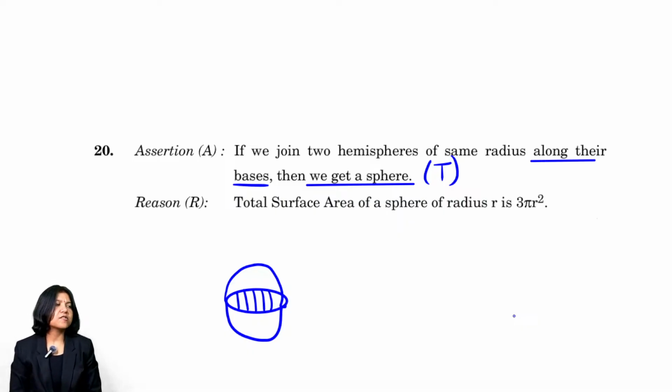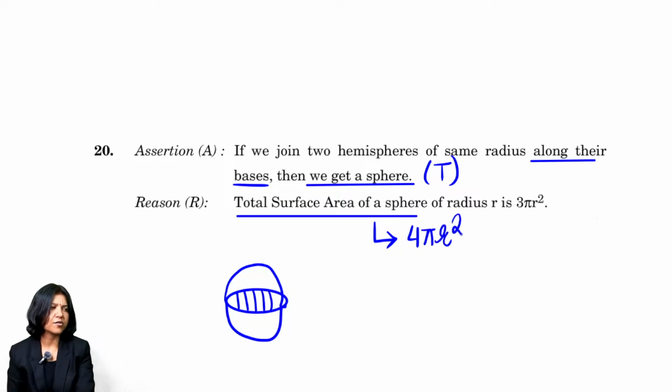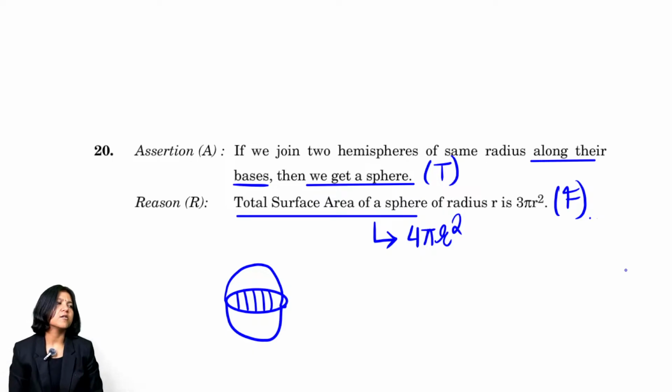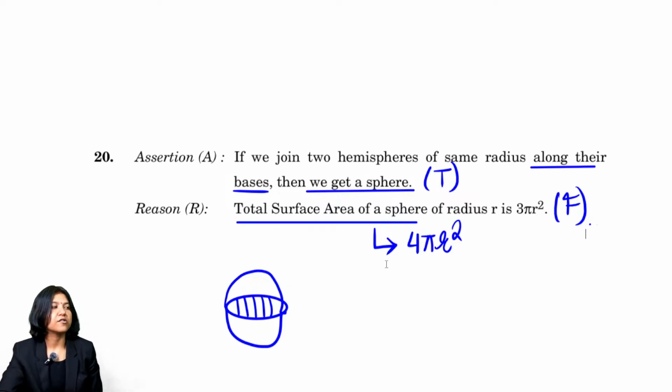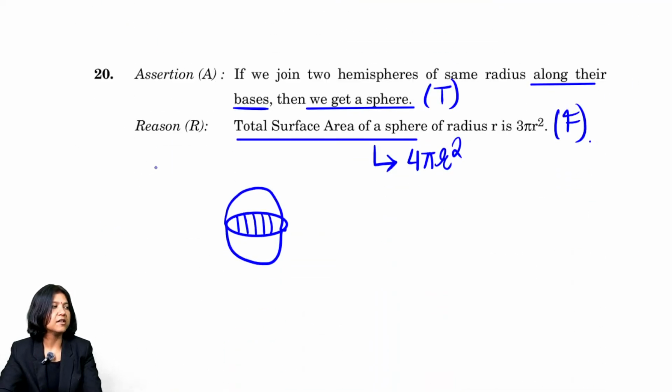Now, total surface area of a sphere is 3 pi r square. That is a false statement because the total surface area of a sphere is equal to the curved surface area, which is equal to 4 pi r square, not 3 pi r square. So, definitely this is a false statement, and hence we will say that the assertion is true, the reason is false, which is C. Okay, so the answer for this would be C.